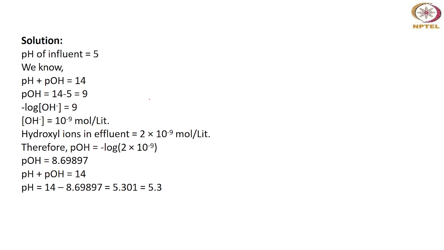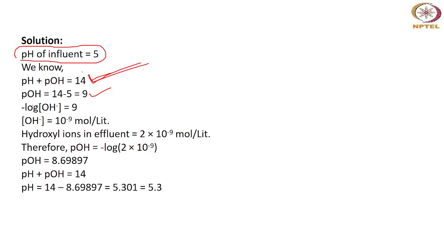So the correct answer is 5.3. This is the pH of the effluent water. The pH of the effluent was given as 5, right? So we know pH plus pOH will be 14. This is known to everyone. So pOH will be 14 minus 5. Simple, that will be 9.